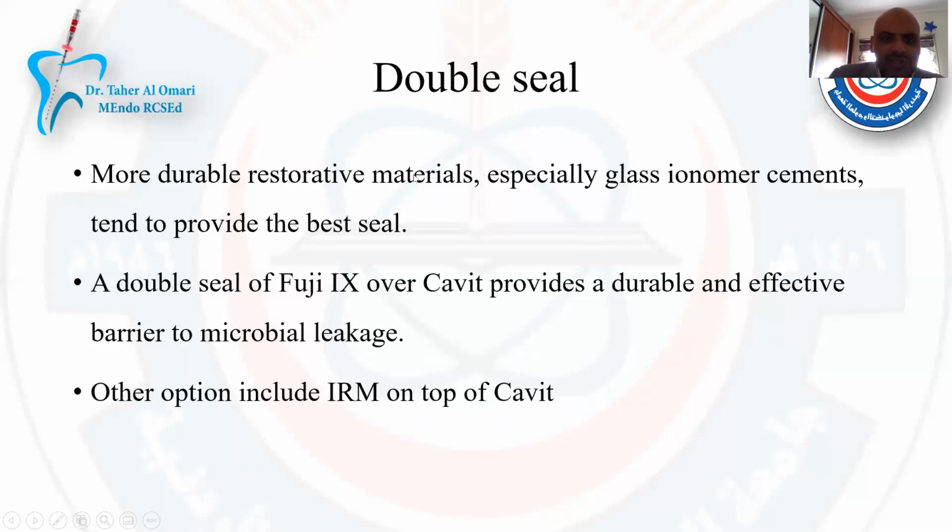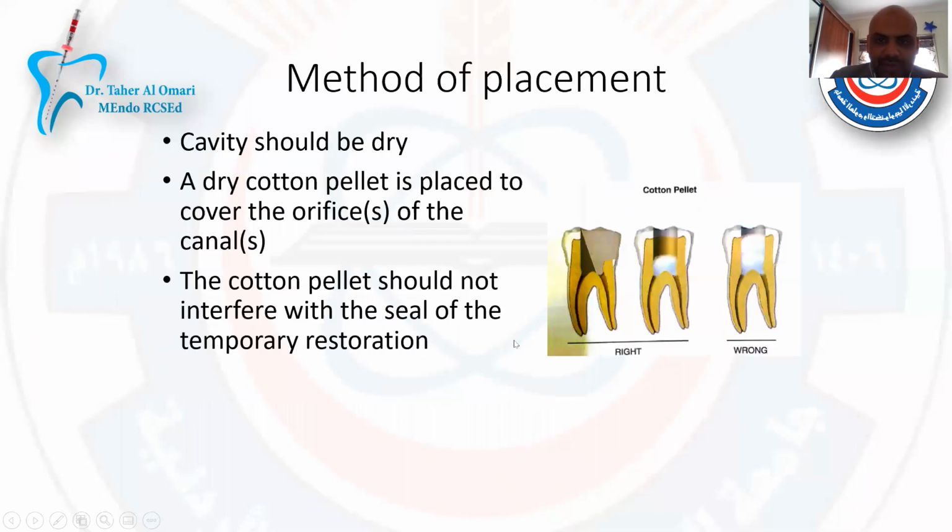We can use one restorative material in the base and another restorative material that can withstand the wear on the top. For example, we can use glass ionomer on top of Cavit, or IRM on top of Cavit. Glass ionomer when a composite is going to be placed, and IRM when an amalgam, for example, is going to be placed. And on the base, we have 2 millimeters of Cavit to provide seal.